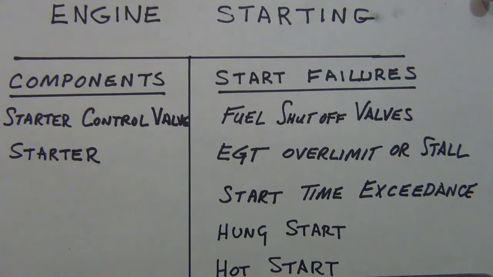Okay, now exhaust gas temperature over limit. Okay, and that also could include a stall. If there's a detection of a stall or the EGT over limit, the FADEC is going to be monitoring all that, and there's a maximum number of attempts that it's going to do before it aborts the start sequence, and that's going to be how many? It's going to be 4. Okay, 4 is the maximum.